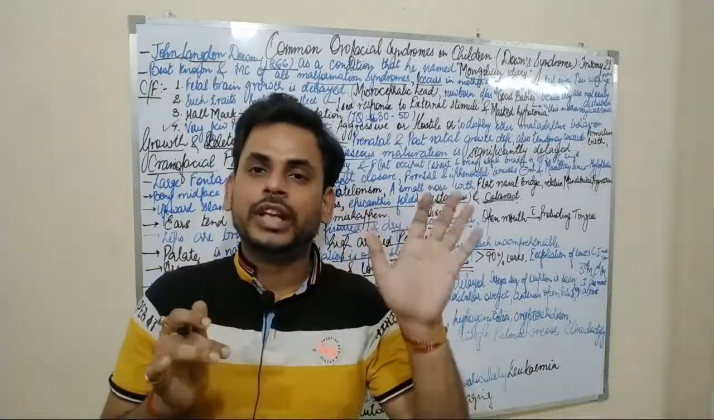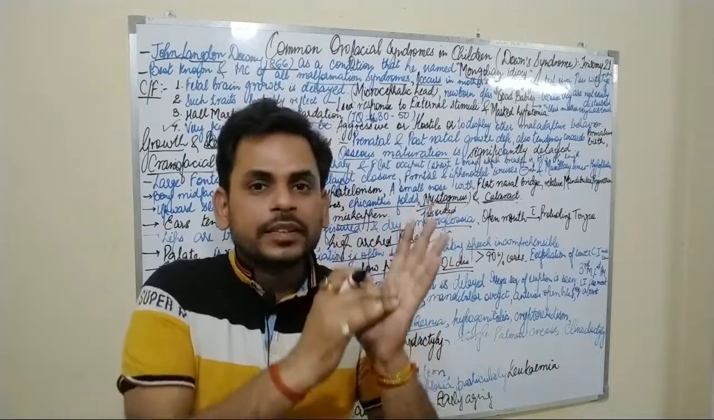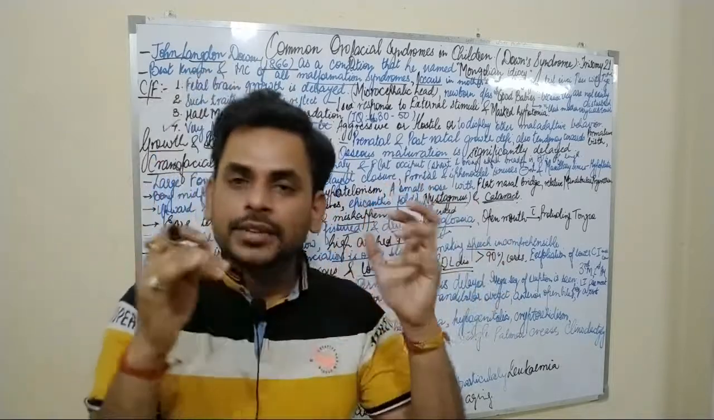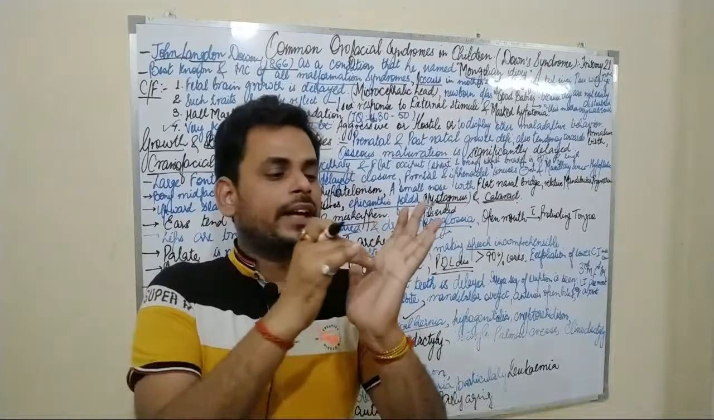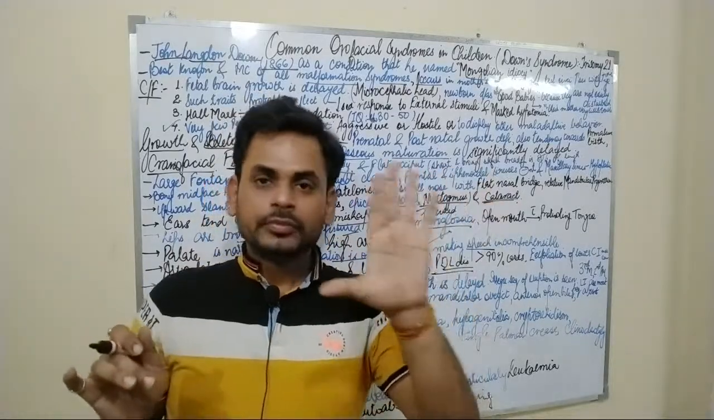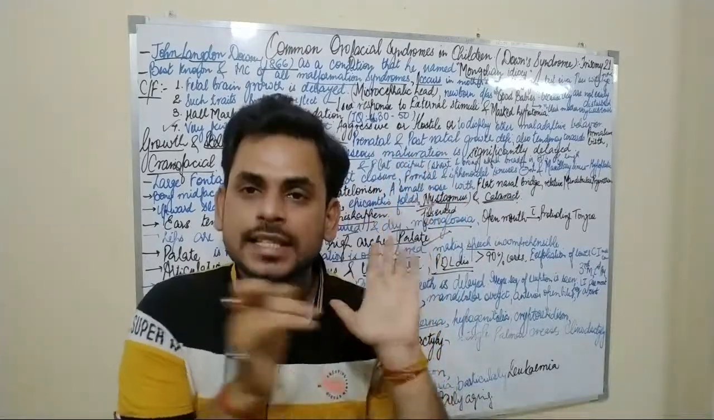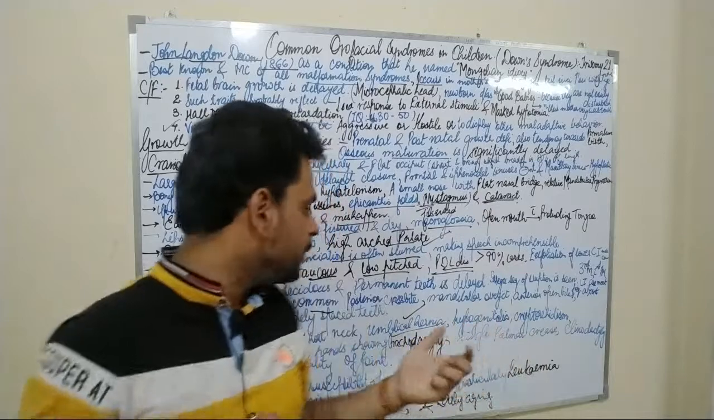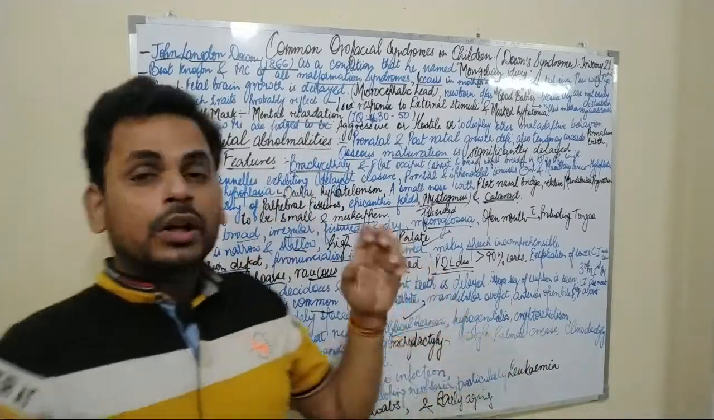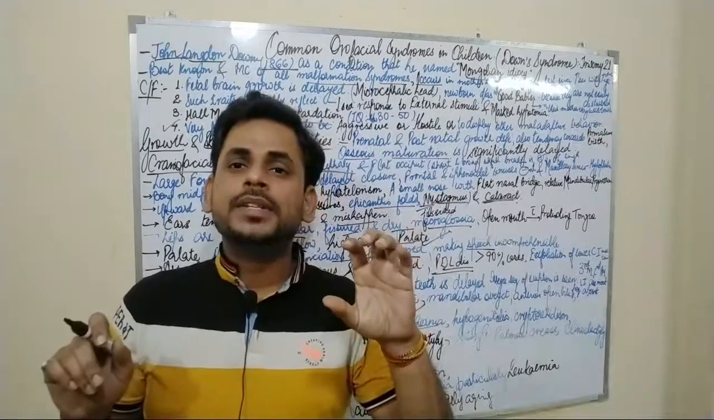In a normal child, what do we find? There is the presence of so many creases. But in the case of a Down syndrome patient, what do we find? There is the presence of a single crease on the palmar surface. There is going to be just a single crease in a patient of Down syndrome.